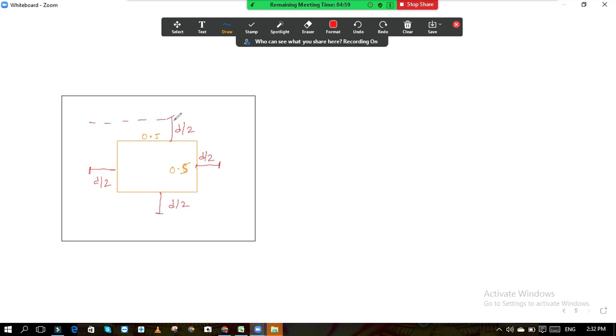okay, I will draw the dotted line so that it will be easier for you to understand. Whatever dotted area I am drawing now, this whole dotted area tries to punch through the footing, and if this dotted area succeeds in punching the footing, or succeeds in penetrating the footing, then the entire structure will fail.